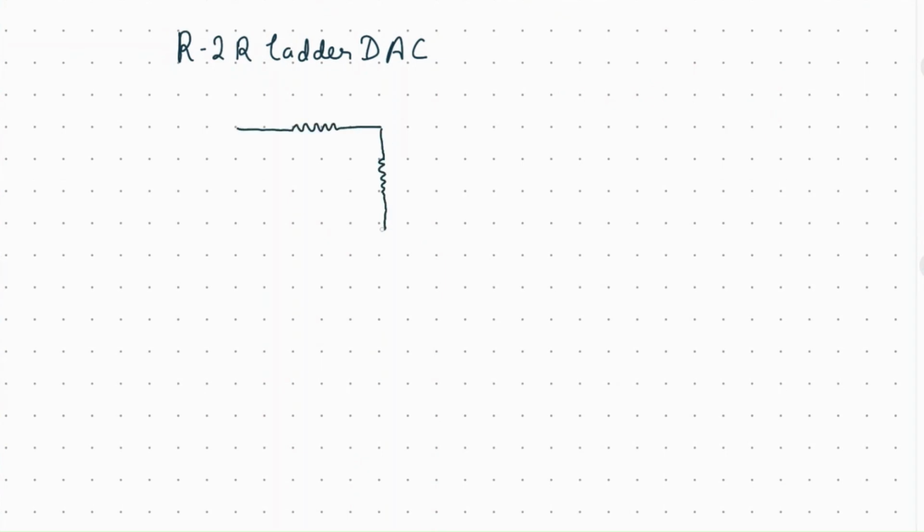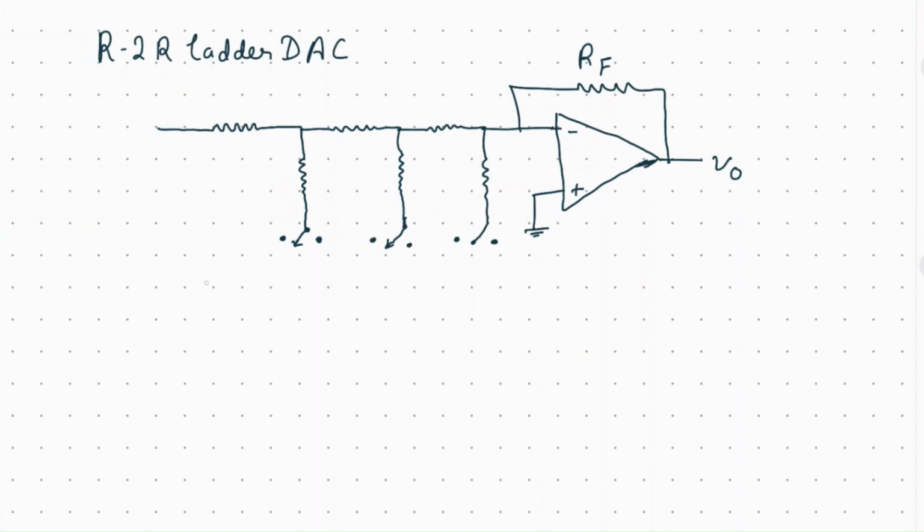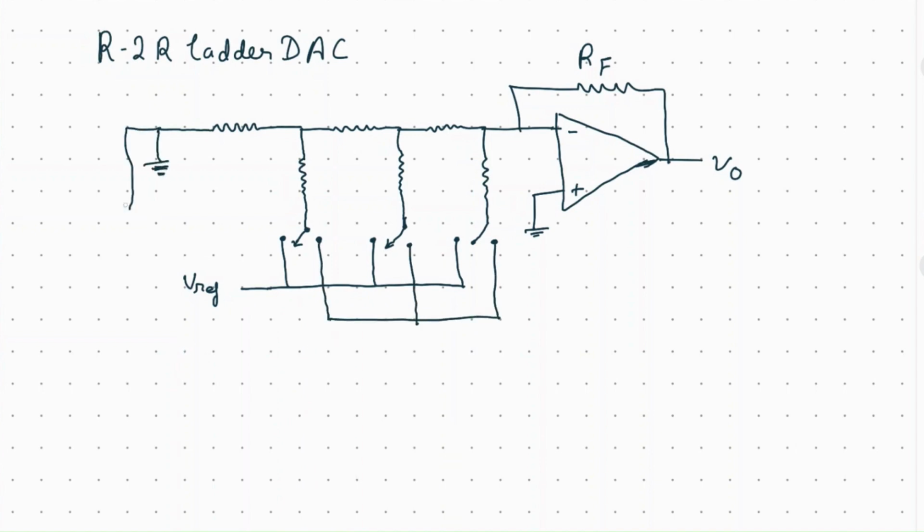In this topic, we are going to discuss the R-2R ladder digital to analog converter. It consists of two kinds of resistance, R and 2R, and in front it consists of an operational amplifier in inverting configuration, where at the feedback we have a resistance RF.